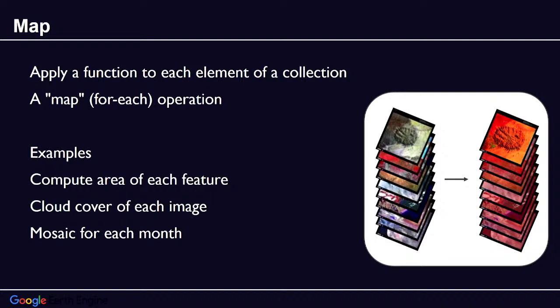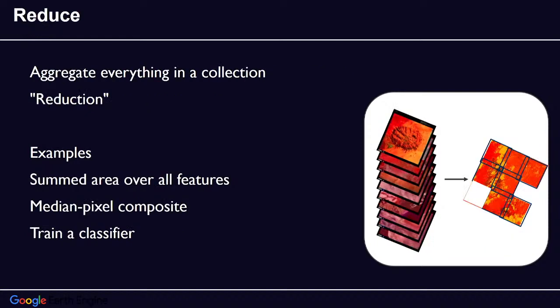So map, there is a function called map. Suppose you want to apply some processing on each image in that collection, so there are functions like map. Map will apply a function to the entire image or feature collection.